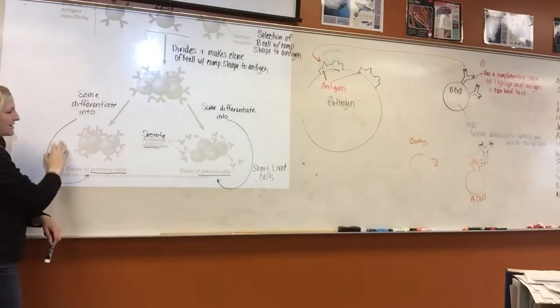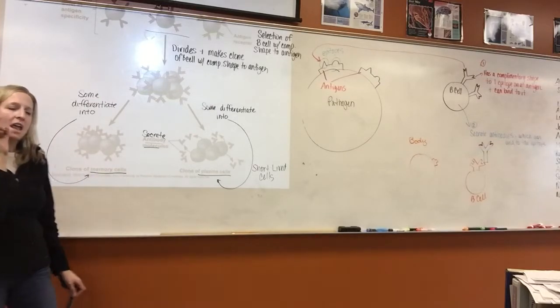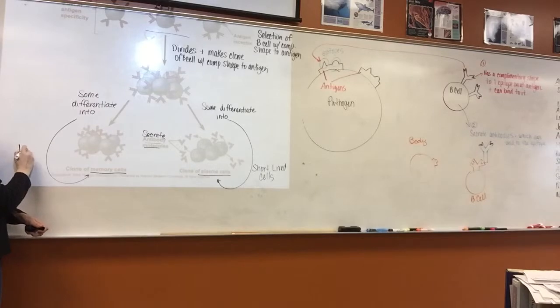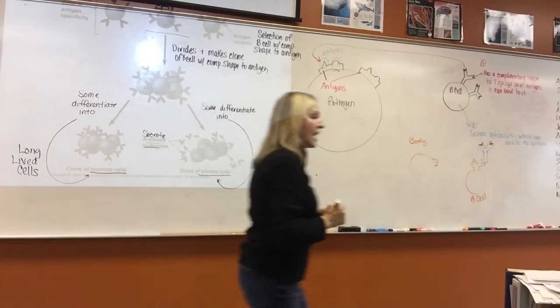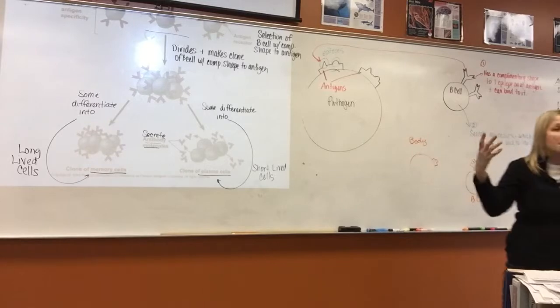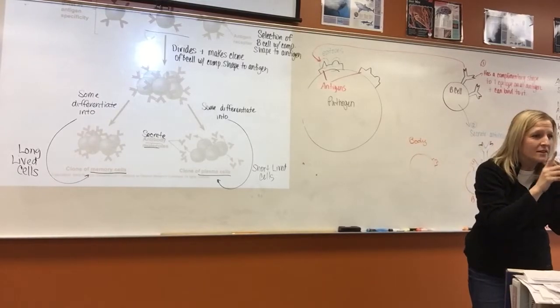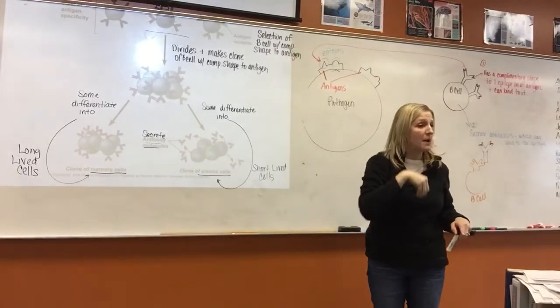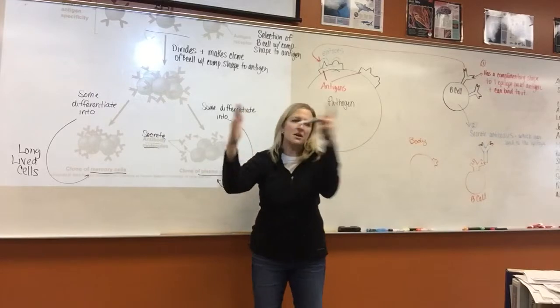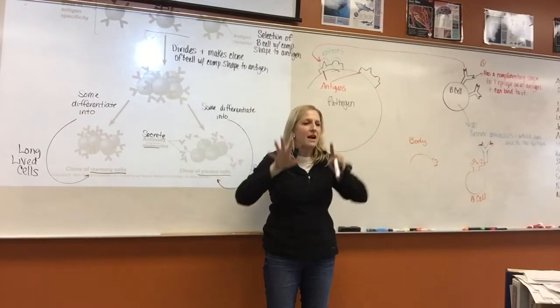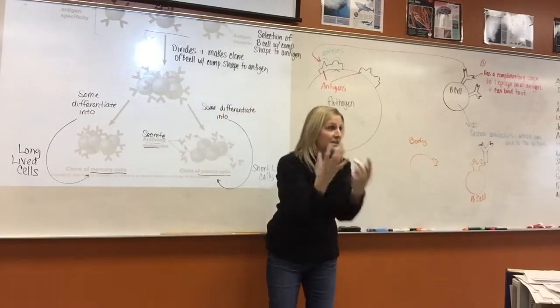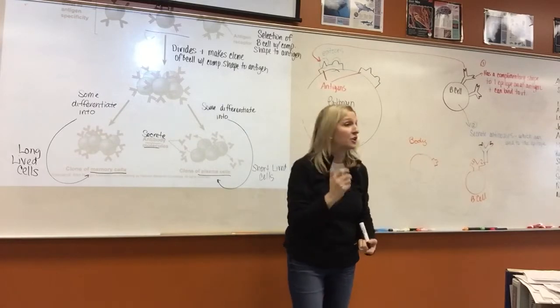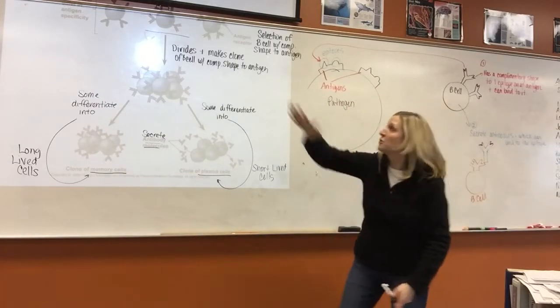These memory cells, now you have a bunch of these, and these guys are long-lived. They can stick around sometimes for a lifetime. You've got this army of memory cells, and the next time you come into contact with the same antigen, so it gets into your body a second time, this whole army immediately starts dividing and releasing antibodies and attacking your antigen very, very quickly. You don't have to do this whole process.